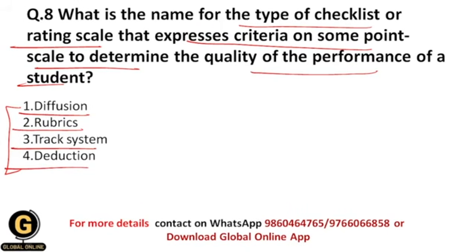So students, whenever you see these options, you will understand that diffusion is the term which occurs in the osmosis part, or whenever there is the flow of water or substances across the cells. So this is nothing but diffusion, and that's why this concept is considered in biology. Okay, so diffusion does not play any role in the type of checklist or rating scale in research methodology. That's why this option gets eliminated. Track system, again this is eliminated. Deduction gets eliminated. So the remaining option, that is rubrics, is your correct answer.